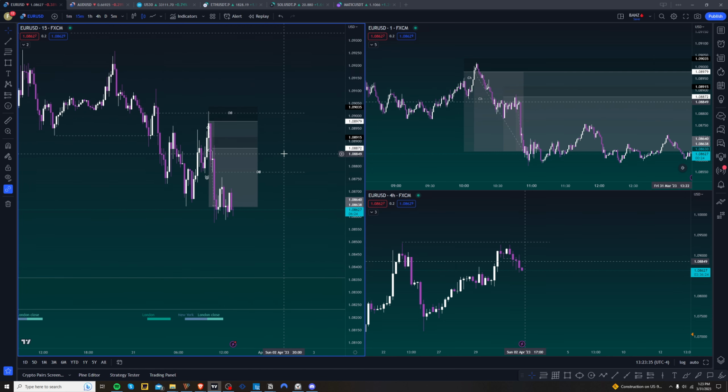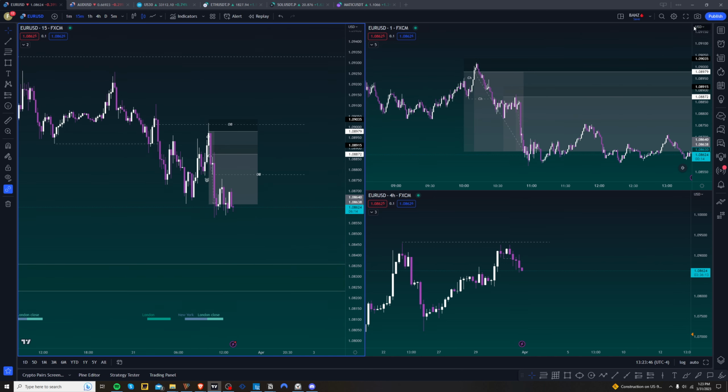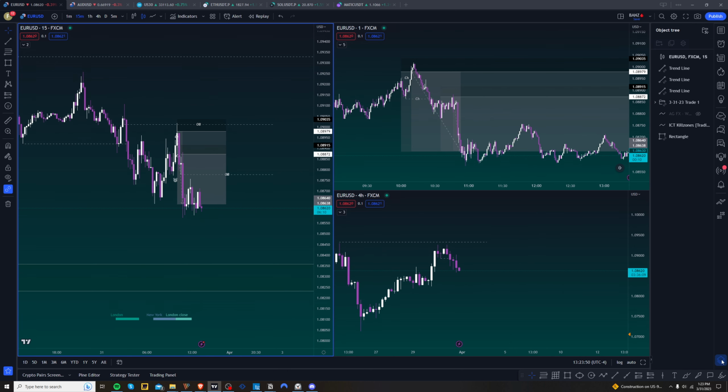What could we call this play? This is literally just a simple OB touch. That's it, it's nothing crazy. It's really not that hard.